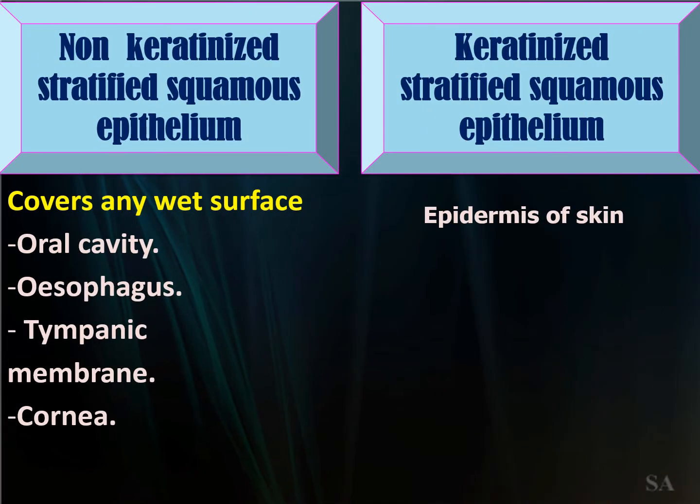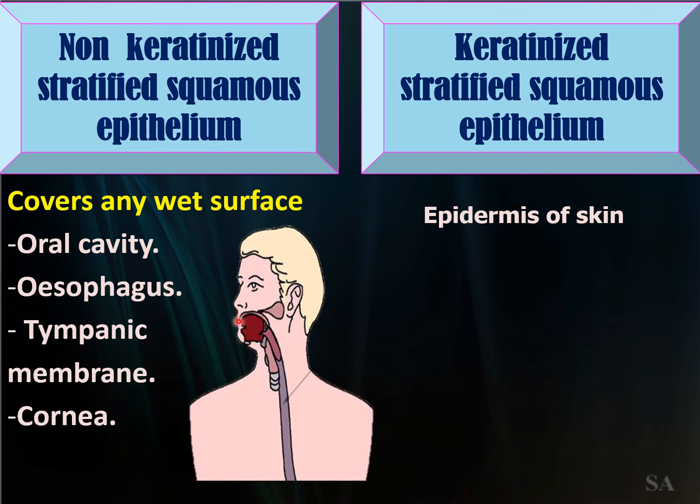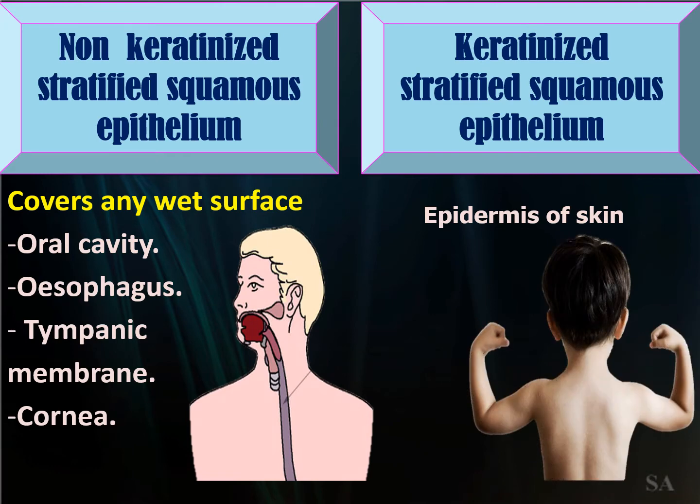Where can we find the non-keratinized and keratinized stratified squamous epithelium? The non-keratinized covers any wet surface in our body, like the oral cavity, the esophagus, tympanic membrane in the ear, and cornea in the eye. The keratinized stratified squamous epithelium is present in the epidermis of the skin.